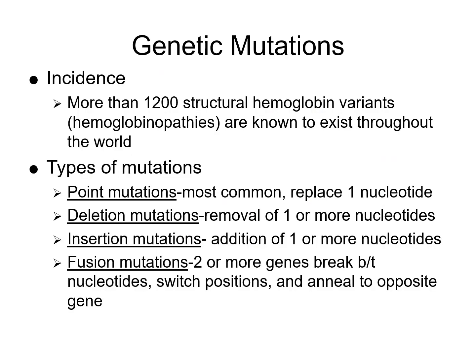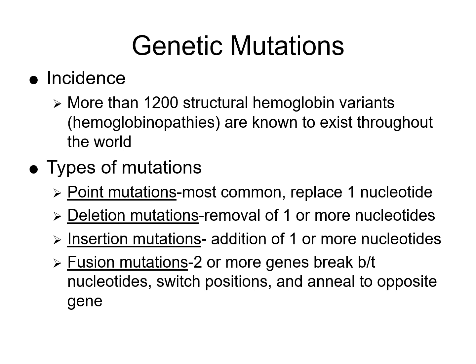So genetic mutations, for the incidence, over 1,200 structural hemoglobin variants have been identified worldwide. These variants contribute to a broad spectrum of hemoglobinopathies. We have different types of mutations. So we have a point mutation. This is actually the most common type.